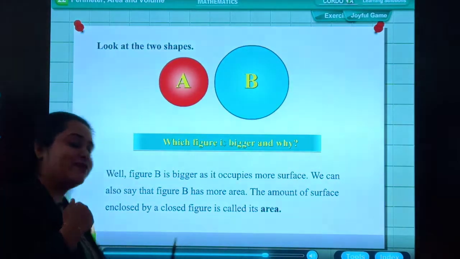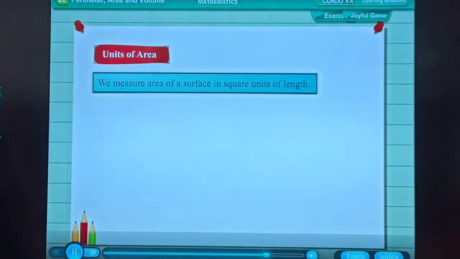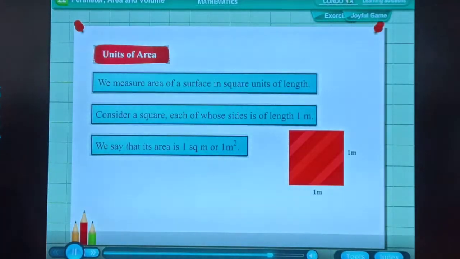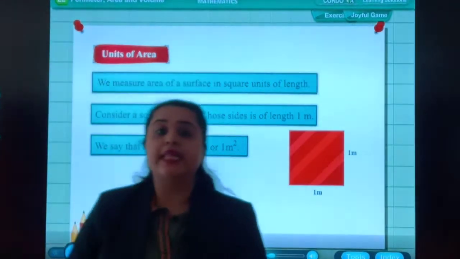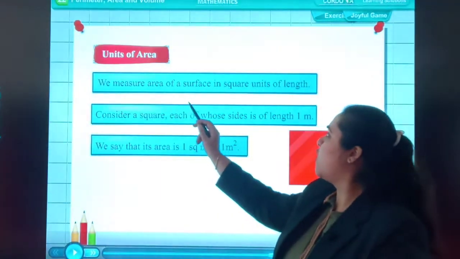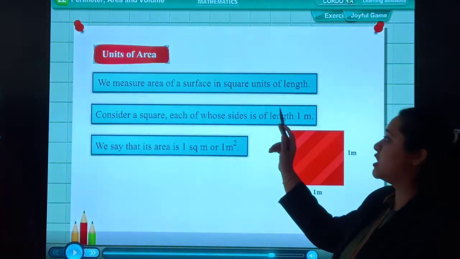Okay students, let's move on. Units of area. We measure area of a surface in square units of length. Consider a square each of whose sides is of length 1 meter. We say that its area is 1 square meter or 1 m square. Always remember, the area is measured in squares.